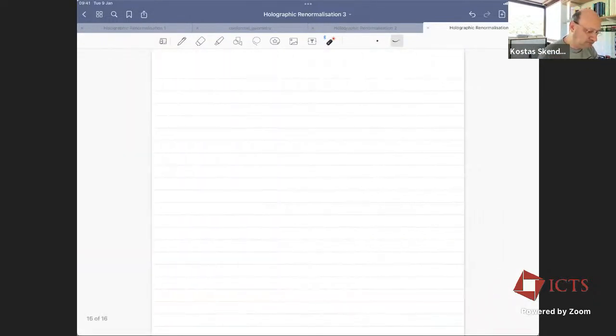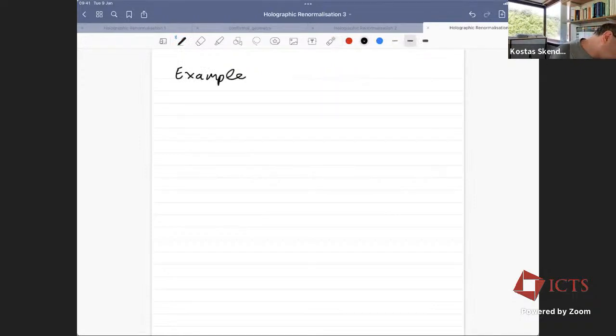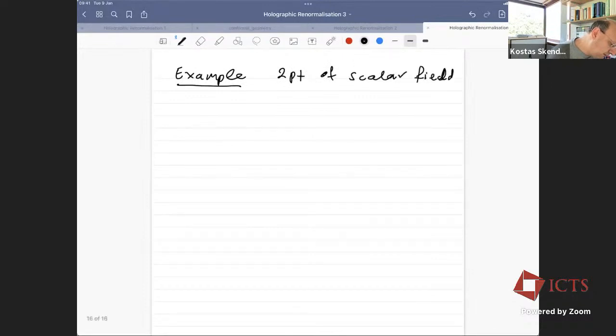Okay, so the example I'm going to do is a two-point function of a scalar field in AdS3. That's technically the easiest, but one can do other ones. And in the papers, we discuss a large number of examples in different dimensions, different contexts. So the bulk action, since I'm only going to do a two-point function, it's only the quadratic part which is needed.